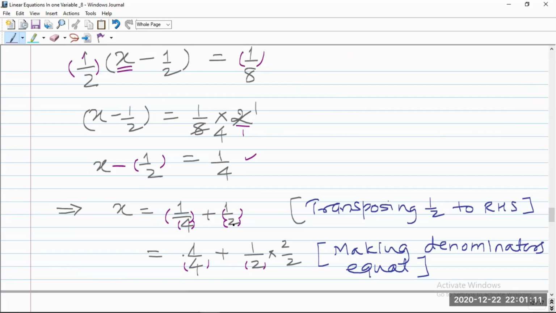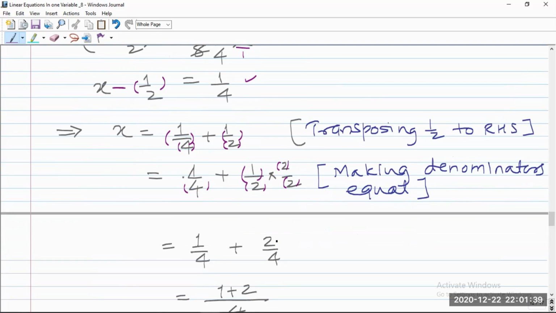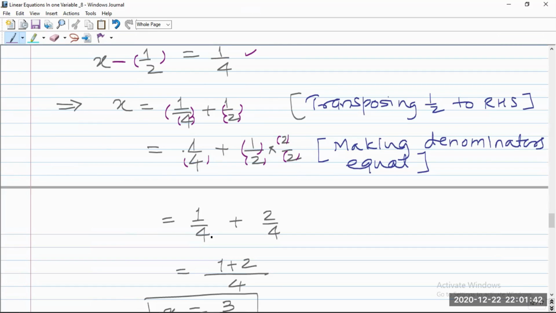So by which number do I need to multiply this 2 to get 4? I need to multiply it by 2. So for balancing purposes, we need to multiply not only the denominator but the whole rational number 1 by 2, so that our denominator will become 2 into 2, 4, and the numerator will become 2 into 1, 2, that is 2 by 4. So that the denominators become equal, and it makes it easy to add such rational numbers. If denominators are equal, we simply add the numerators. So 1 plus 2 divided by 4 gives us 3 by 4.